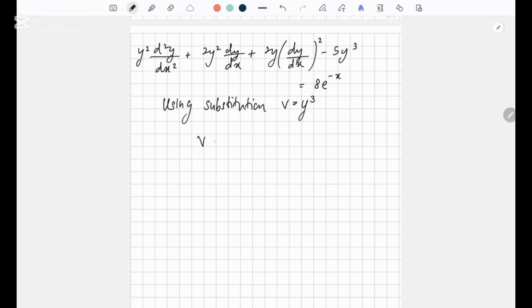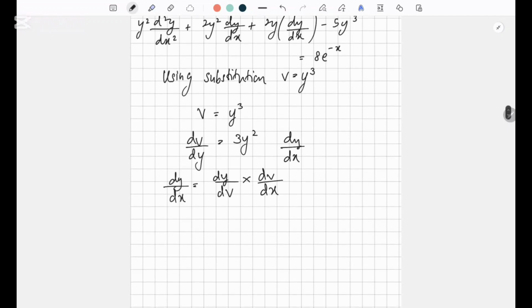Okay. So what we do is, let's differentiate y to the power 3. So we have dv over dy equals 3y squared, right? But in our question, we have dy over dx and the second derivative, so we'll have to find dy over dx, right? So what would dy over dx be? dy over dx equals dy over dv times dv over dx, right? This is the chain rule.